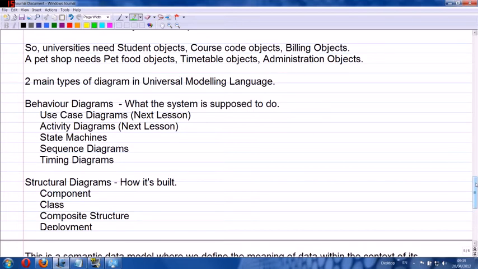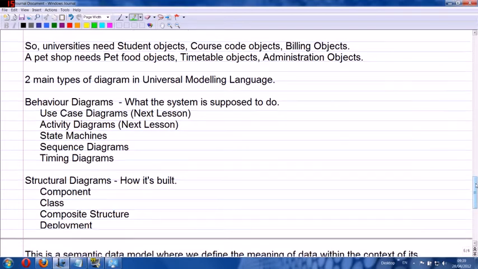Now, structural diagrams. That's how it's built. So we need to be really drilling into it now. This is internal stuff. This isn't something that your proxy user can understand. You need to be a pro. So it's how it's built. We need to deal with the component, class, the composite structure, and the deployment. Okay, and we'll be moving on to them as well.